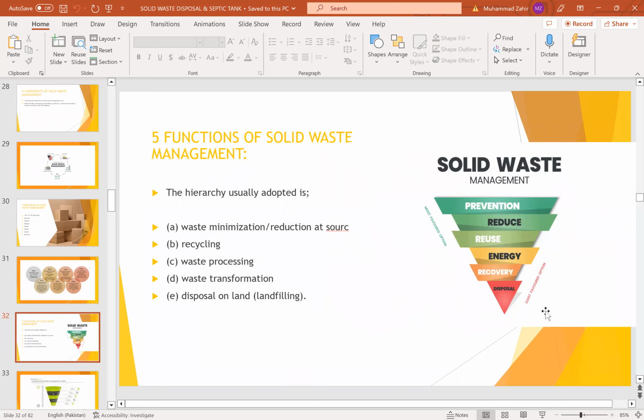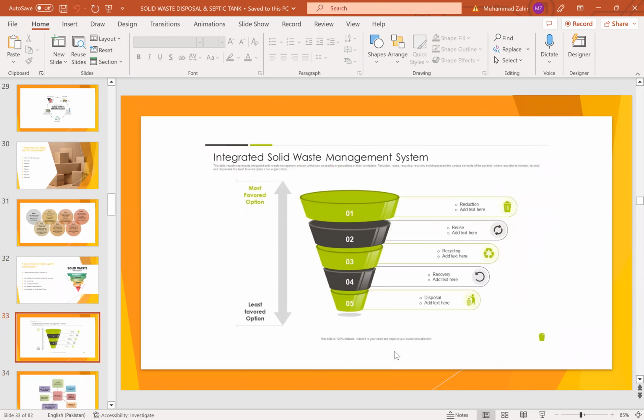Five functions of solid waste management. If you see the hierarchy, the first is waste minimization, or reduce at the source. Then recycling, waste processing, waste transformation, and disposal on land. If we say it is prevention, reduce, reuse, energy recovery, or disposal, this is the most favored option, and these are the least favored options. So it is integrated solid waste management, basically. Most favored and least favored: first the reduction, reduce at the site of production, then reuse, then recycle, then recover, and disposal.